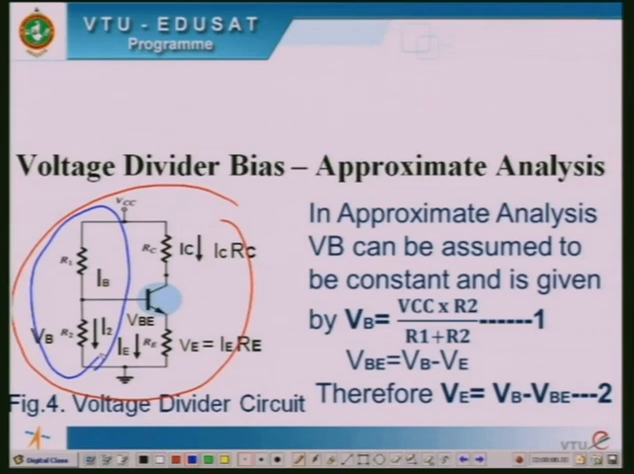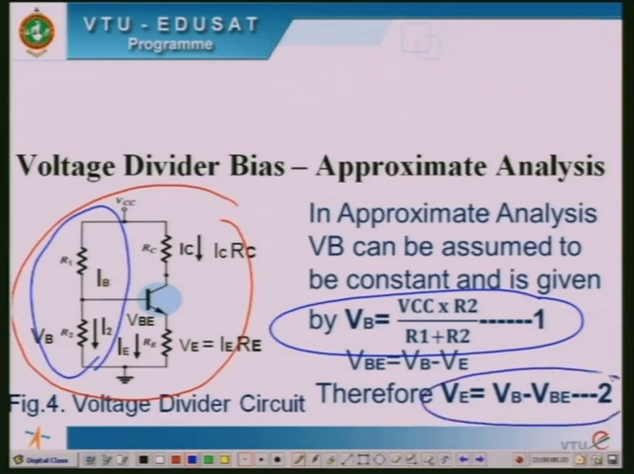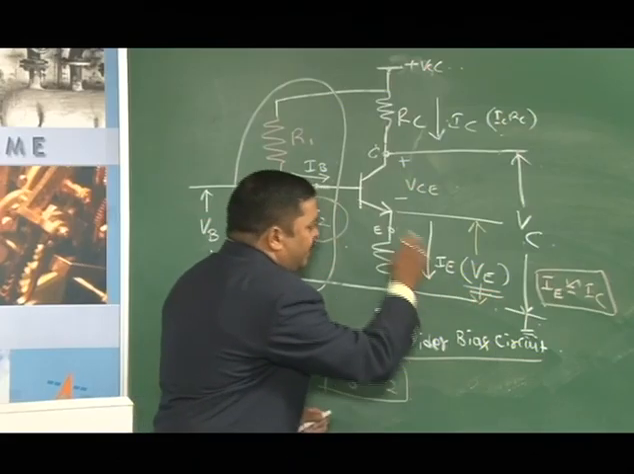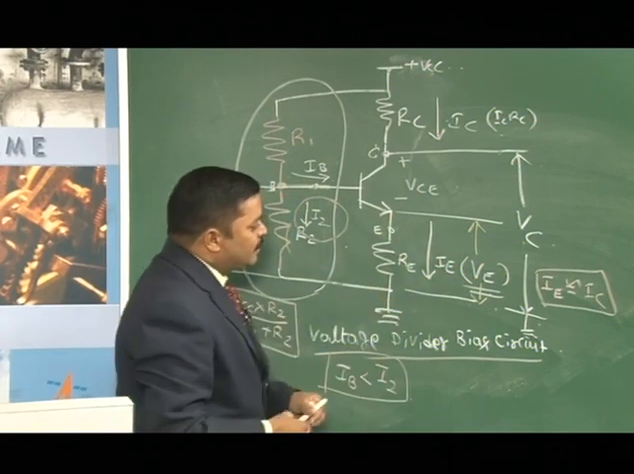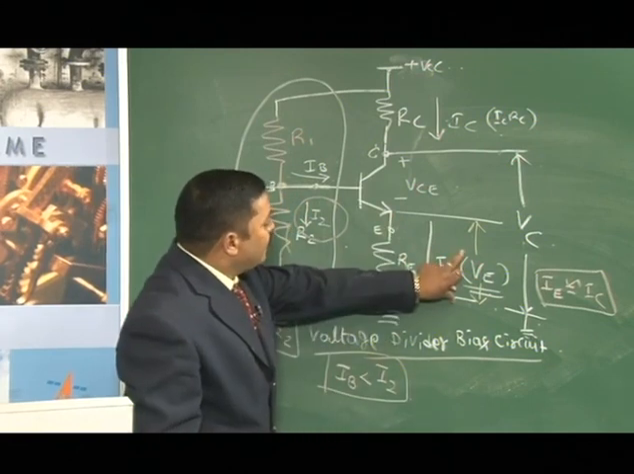Next, that point is indicated by this. So VB is given by VCC R2 by R1 plus R2, which is equation number 1. Therefore VE, what is VE? Let us see what is VE. Where exactly does VE come here? VE comes here in the emitter circuit. So VE we need to find out.